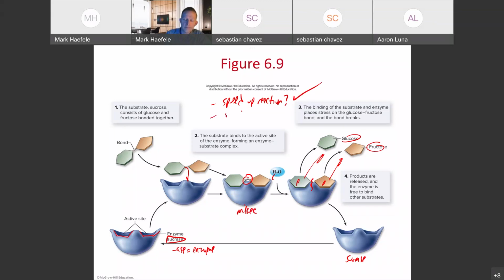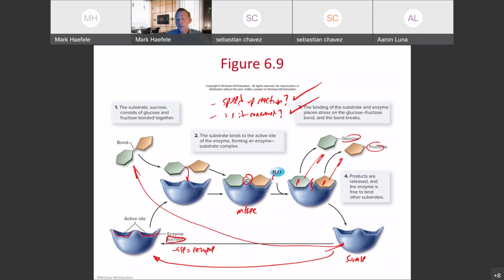Is it consumed or changed or altered? Well, no, because the sucrase you end up with here is the same as the sucrase that you have over here. So once you actually finish, this sucrase can go right back and grab another sucrose molecule, and you can just do it over and over and over again. So it's not consumed. So it fits the bill. It fits both definitions of a catalyst.